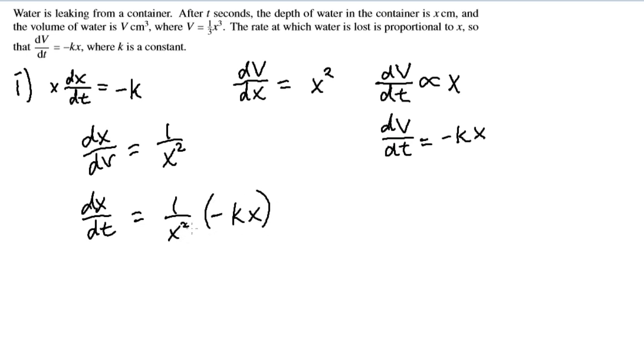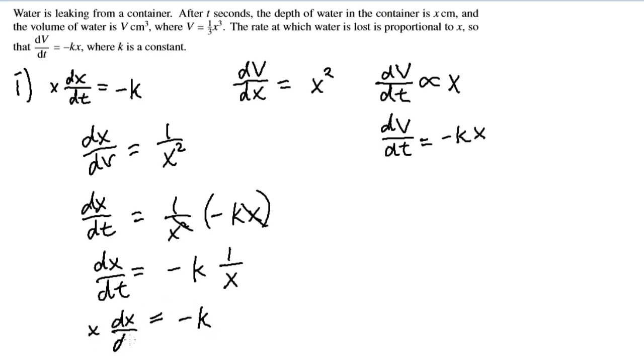And the x squared and x cancel, and so it is now minus k, 1 over x, dx by dt. And to make it look like that, you just multiply both sides by x. So minus k is equal to x dx over dt.